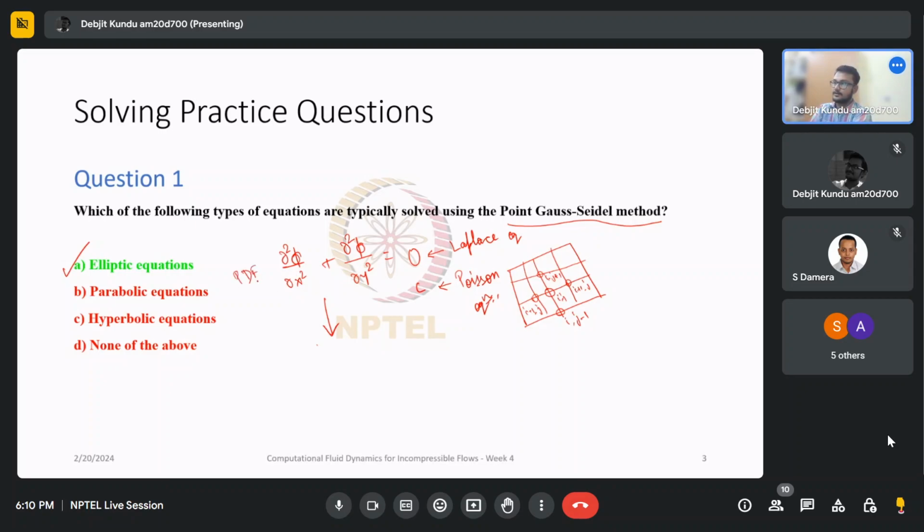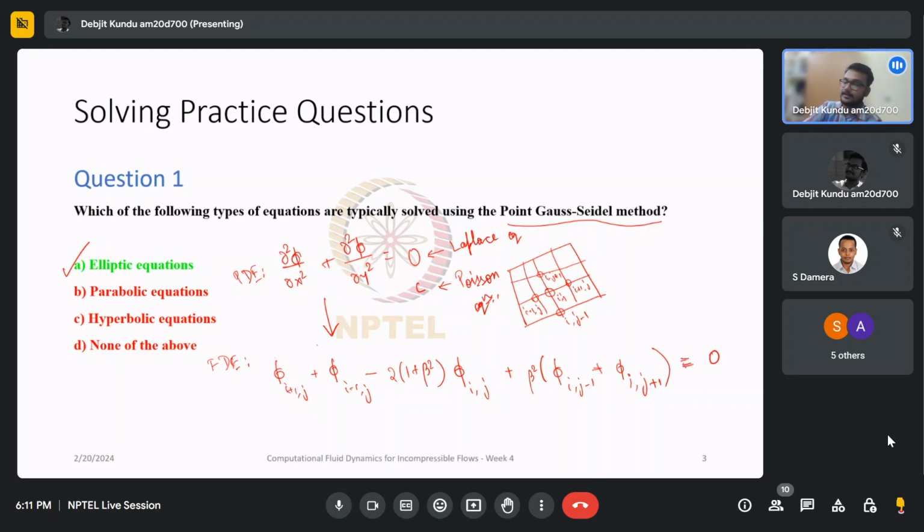into a finite difference equation, which looks something like this: phi i plus 1 comma j plus phi i minus 1 comma j minus 2 into 1 plus beta squared phi i comma j plus beta squared into phi i comma j minus 1 plus phi i comma j plus 1 equal to 0, or some constant in case of a Poisson equation.